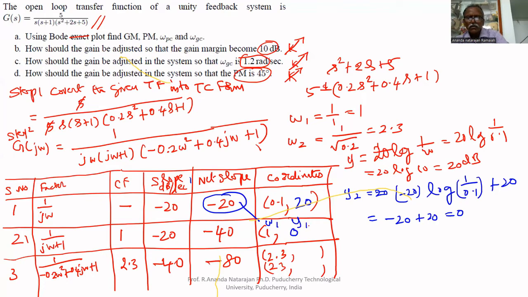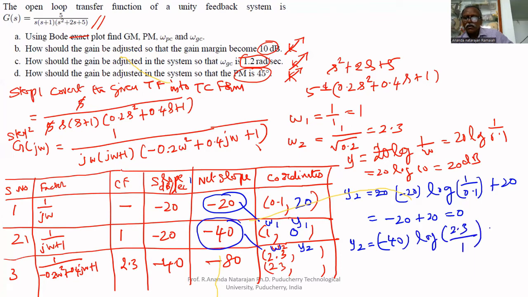This is y1. This is omega 2 and y2. Therefore, y2 equal to, what is the previous slope? We have to use the previous slope. Minus 40 log 2.3 divided by 1 plus 0. That is equal to minus 40 log 2.3.